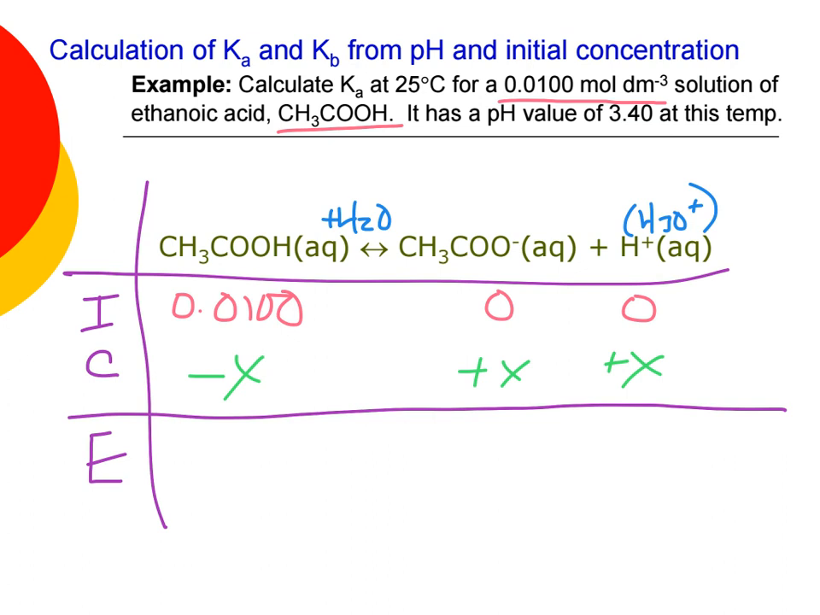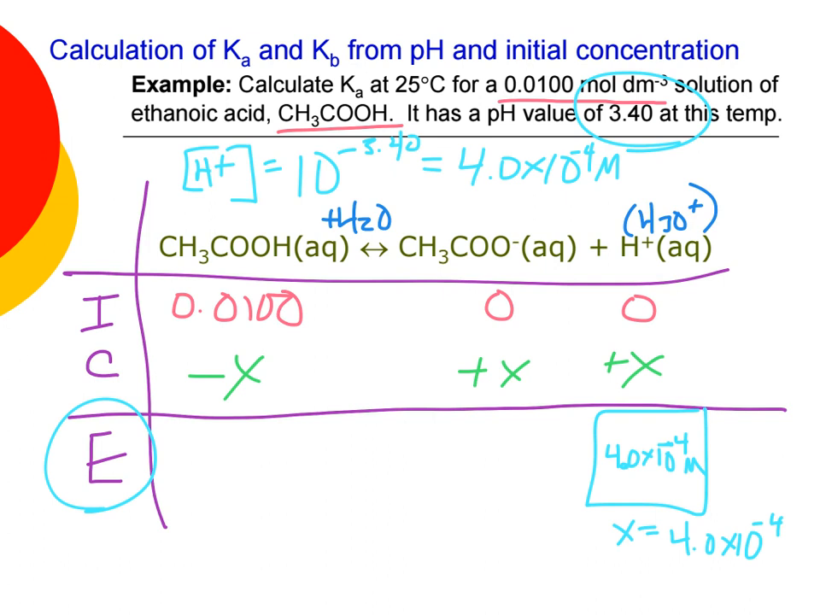Now we fill in the change. It's a 1-to-1 mole ratio, so it's X across the board, with reactants decreasing and products increasing. It might be tempting to assume we really don't know much about the equilibrium concentrations because they aren't given, but they gave us the pH value, and the pH is given at equilibrium. So from pH, we can actually find our hydrogen ion concentration at equilibrium. Using our pH calculations, we can find the hydrogen ion concentration as the antilog of negative 3.40, which is 4.0 times 10 to the negative fourth in molarity.